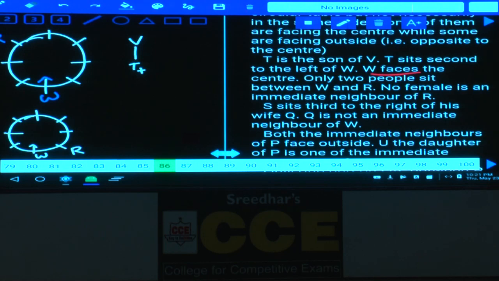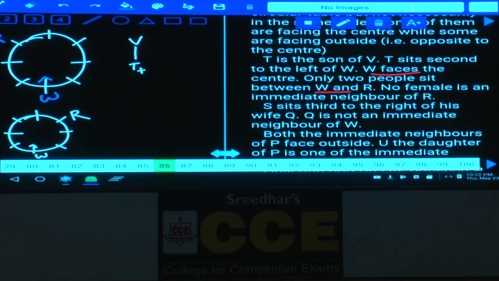As T is the son of V, T sits second to the left of W, W faces the center, and only 2 people between W and R. Now 2 people between W and R, hence in between W and R, how many persons? There must be 2 persons, hence R must be here. Done? 2 people between W and R.